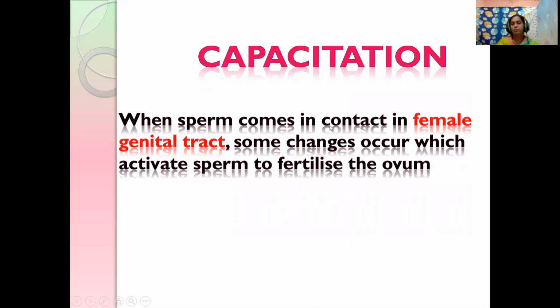The sperms will be entering into the female genital tract. Many changes occur to activate the sperm. This is called capacitation. They'll be asking the question like, where does the capacitation of sperms occur? It occurs in the female genital tract.